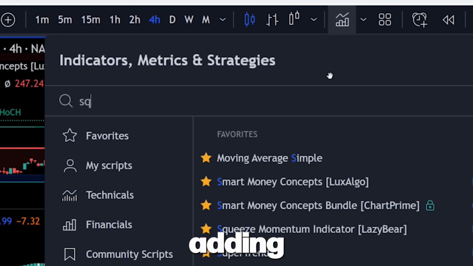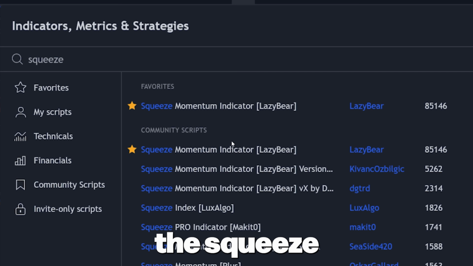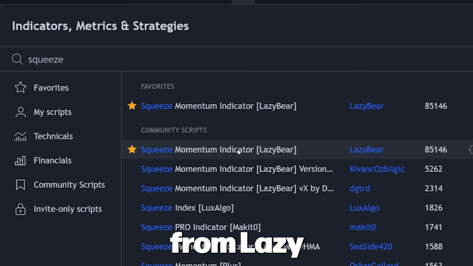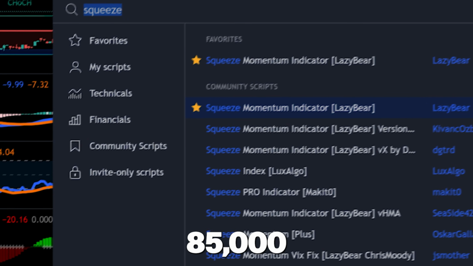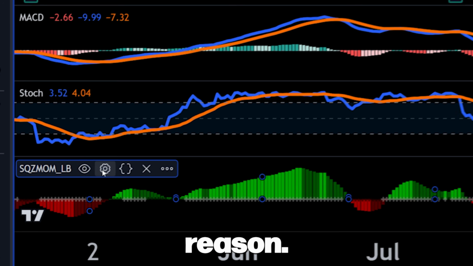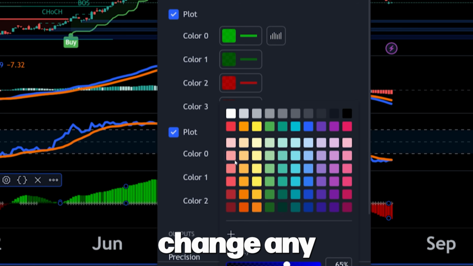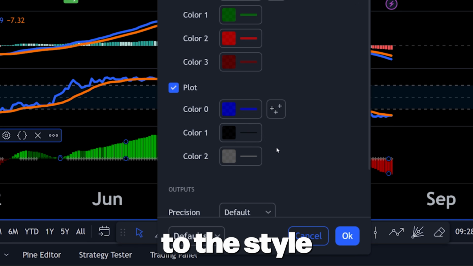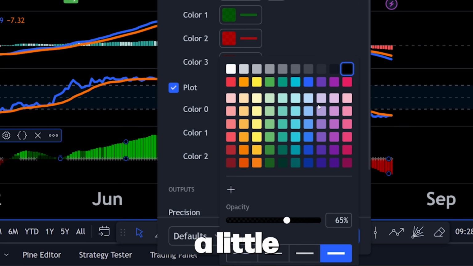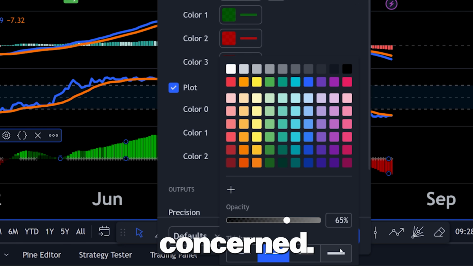After that, we're going to add one final indicator, and that's the squeeze momentum indicator from Lazy Bear. It has about 85,000 likes right now for good reason. After that, as always, go back over to the settings. We're not going to change any of the inputs, but we're just going to go over to the style, and make everything a little bit thicker as far as the crosses are concerned.